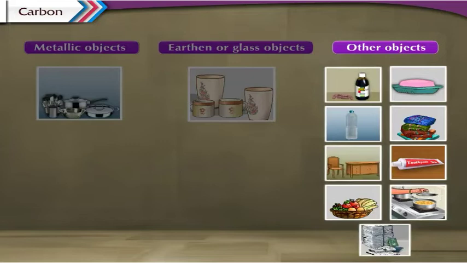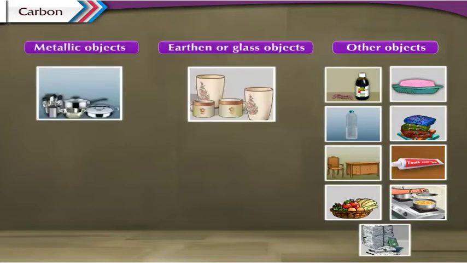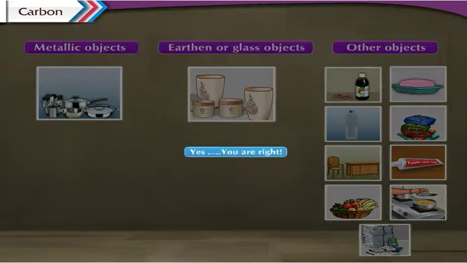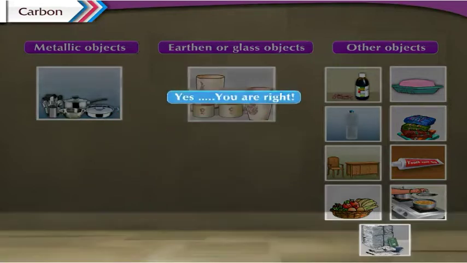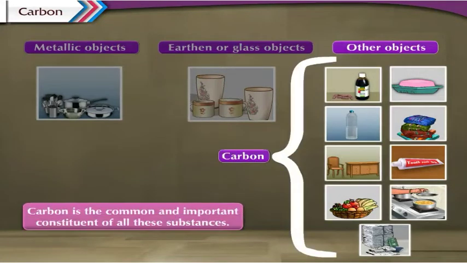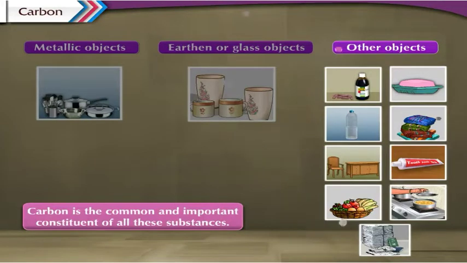In our daily life. Now, let us carefully study the list. Do you find any element that is commonly found in some substances? Yes, you are right. The last column of the objects or substances contains the element carbon. In other words, carbon is the common and important constituent of all these substances. This further proves the importance of carbon.